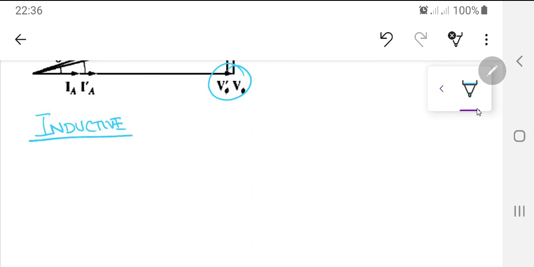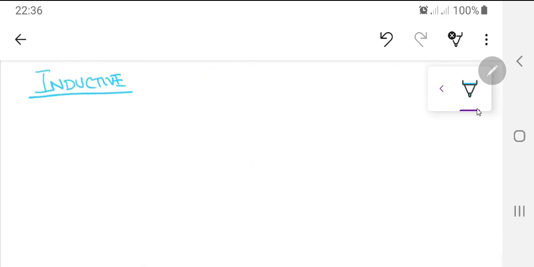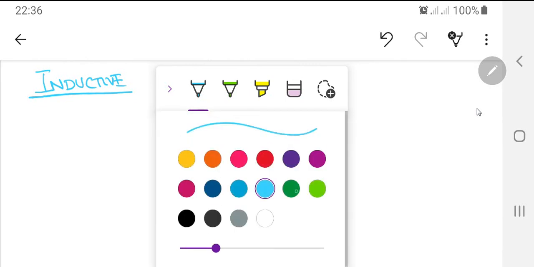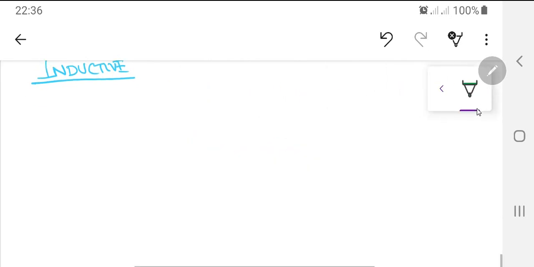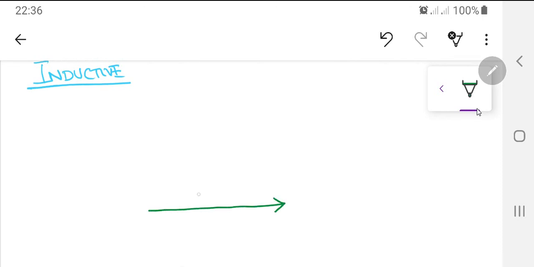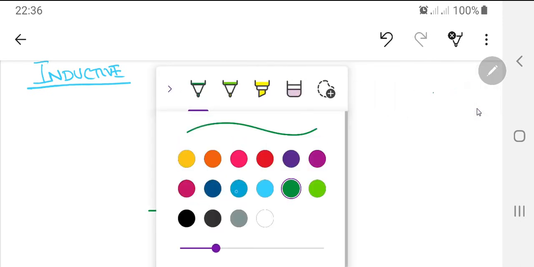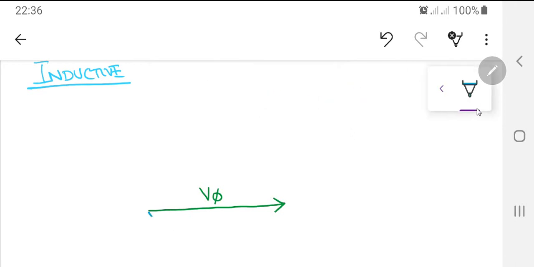So when you have an inductive load, what are you going to do? Here again I will draw the phasor diagram first, a little below. This is my V phase, and this is my IA vector, and just parallel to this one, this is my IARA vector.